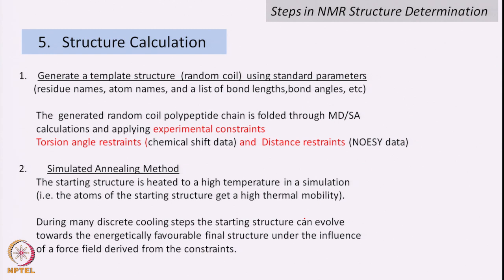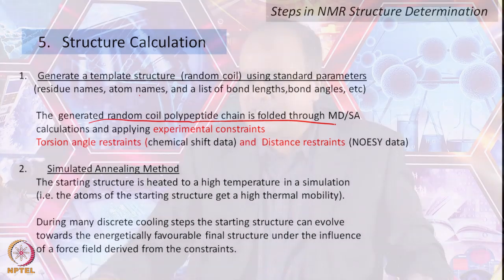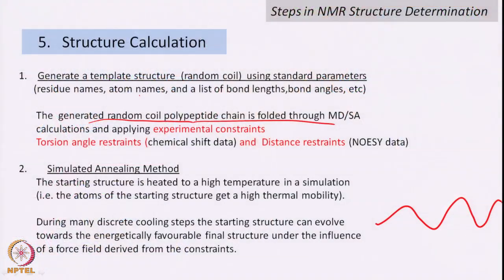So, you can now use these dihedral constraints obtained either from DQF COSY or from TALOS, then you can use these distance restraints coming from the NOESY peak intensity, and then one can generate a template. Template is essentially a random coil. So, residue name, the atom number, then a list of bond lengths and bond angles, and then one can generate a random coil polypeptide chain. This does not require anything, and then one can fold it through molecular dynamics. So, we generated a polypeptide sequence like this, using the chemical shifts and all those.